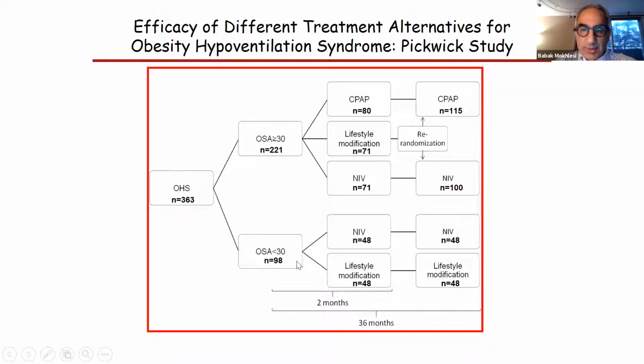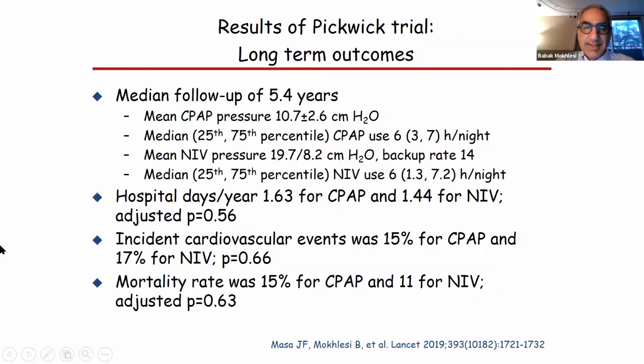In the other group, there was no CPAP because the idea was that if they don't have severe OSA, why give them CPAP? So they were randomized to non-invasive ventilation versus lifestyle and followed at 2 months and longer. And this is what we published recently. This is long-term data. So you can see that the median follow-up was 5 years.